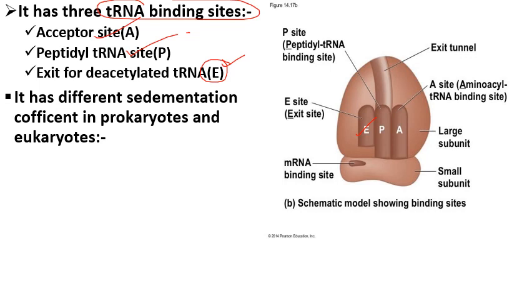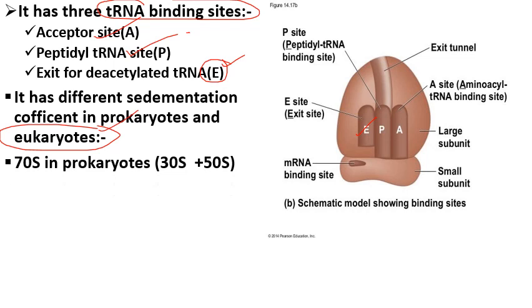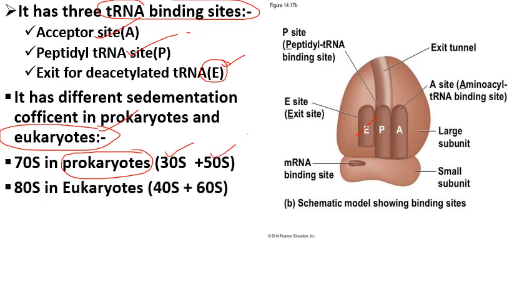It has different sedimentation coefficients in prokaryotes and eukaryotes, which we have already discussed in the previous lecture. The 70S ribosome is present in prokaryotes, which is made up of the smaller 30S subunit and the larger 50S subunit. Then the 80S ribosome is present in eukaryotes, which consists of two subunits: the smaller 40S subunit and the larger 60S subunit.